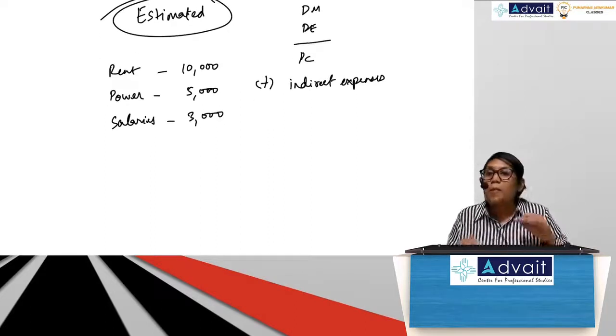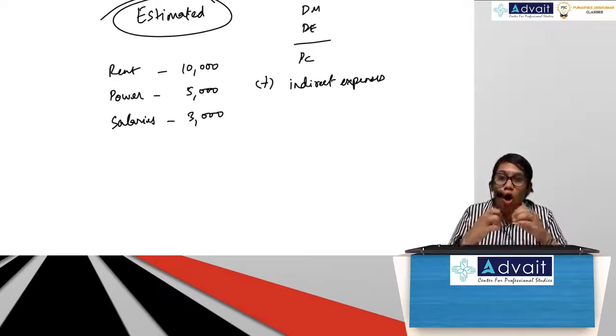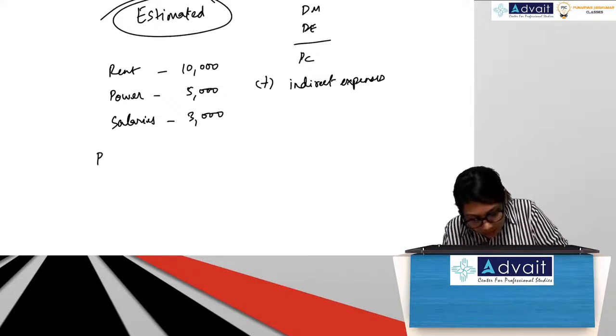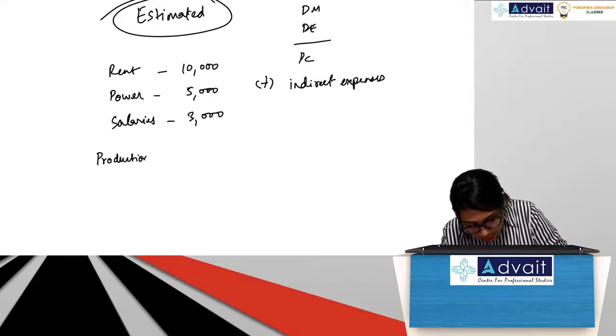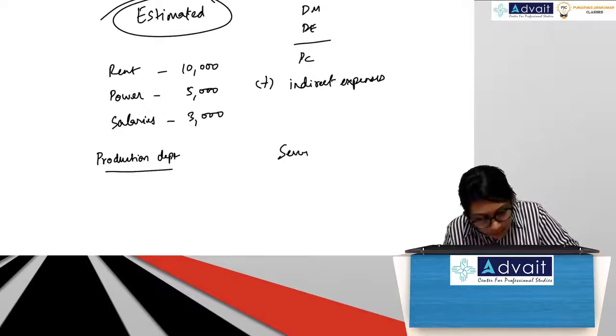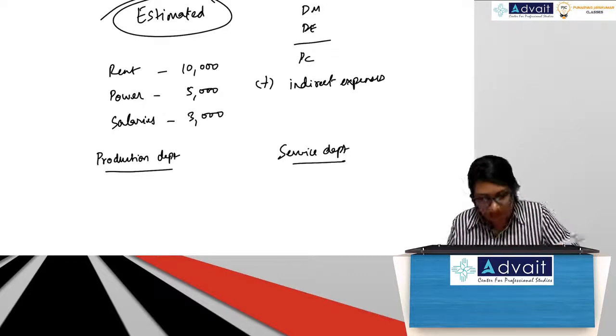So my organization is divided into two kinds of departments. Okay. One kind of department is the production department. One kind of department is the service department.